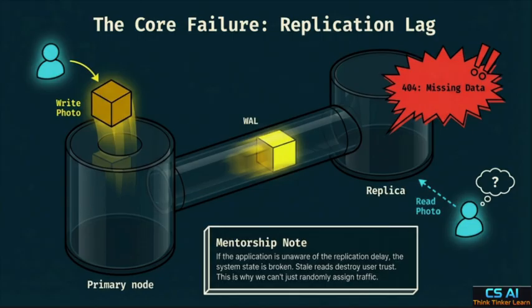However, this architecture introduces a core failure: replication lag. In an asynchronous system, there is a delay between a write hitting the primary and appearing on the replica. This leads to the missing data bug. Imagine a user uploads a photo to the primary, refreshes the page, and the router hits a lagging replica. The user gets a 404 error, even though the data exists on the primary. Stale reads like this destroy users' trust, which is why we can't just randomly assign traffic.